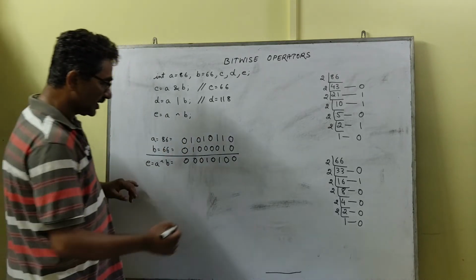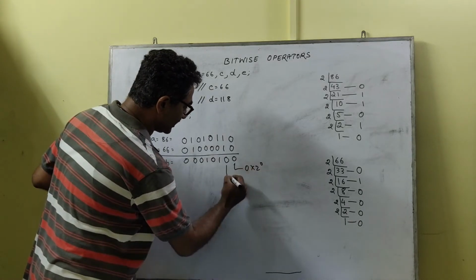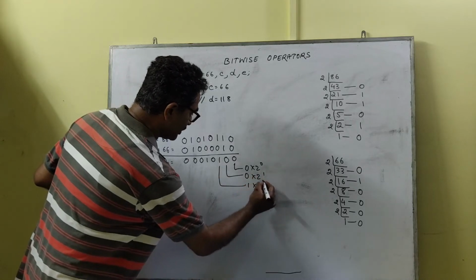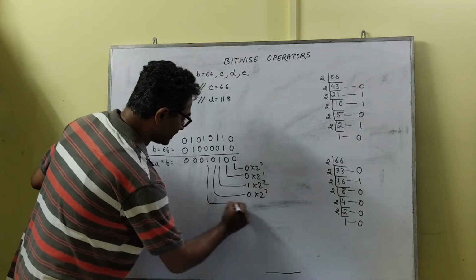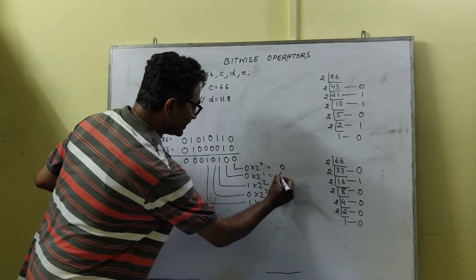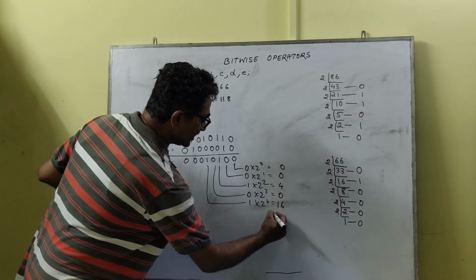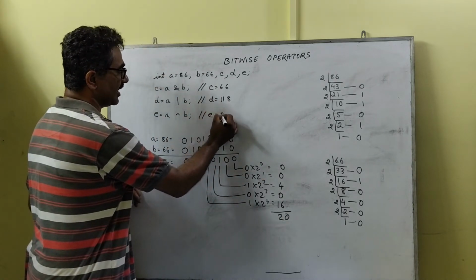Now once again, using the usual method, we'll convert it to decimal. So 0 into 2 to the power 0, this is 0 into 2 to the power 1. This is 1 into 2 to the power 2, this is 0 into 2 to the power 3, this is 1 into 2 to the power 4. So we get 0, this is 0, this is 4, this is 0, this is 16. So when we add up, we get 20. So the value of E is 20.